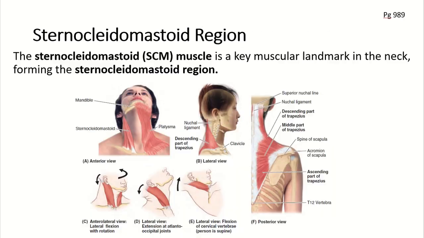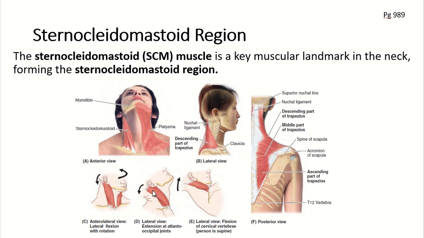Oh, sorry, I skipped ahead too much. So what you can see here in this lovely picture is if you contract one of your sternocleidomastoids by itself, what you get is this lateral flexion with rotation.